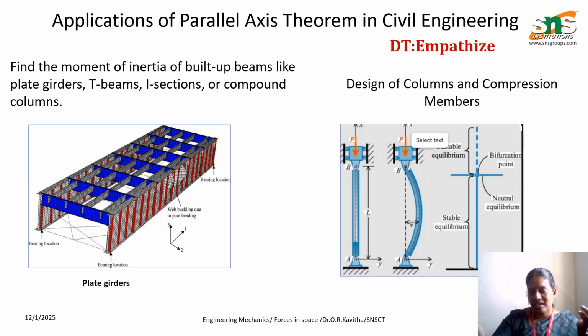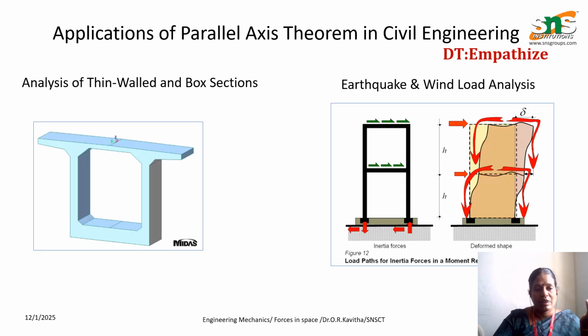So this is a compression member. Whenever the load is applied like this, here this is a hinge joint, and then the load is applied like this, there will be buckling happening there. So here this buckling depends upon the shape, and in that part also the moment of inertia is playing a very important role. And also here this is a thin walled box section.